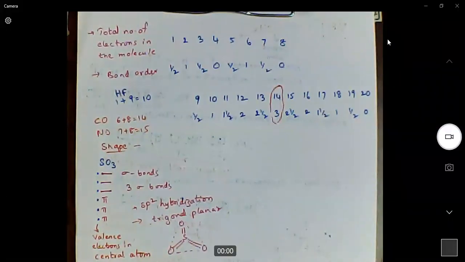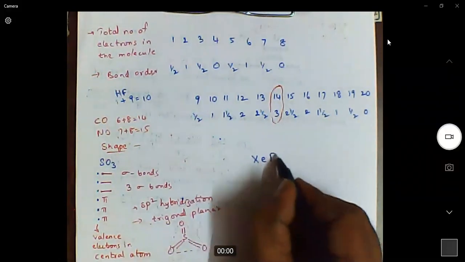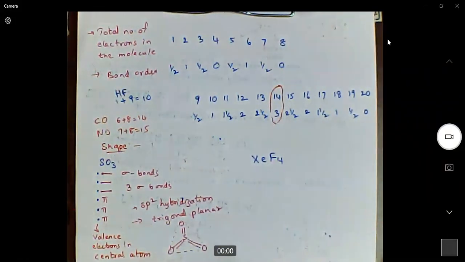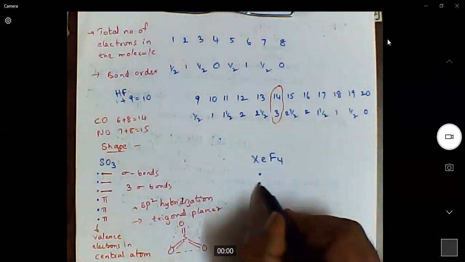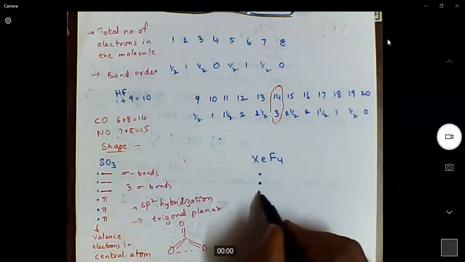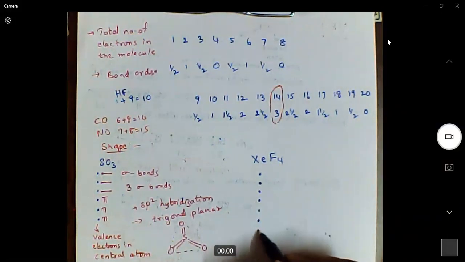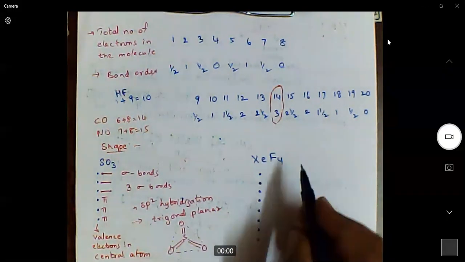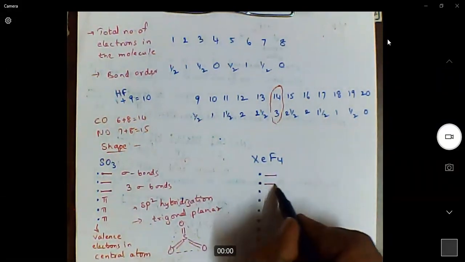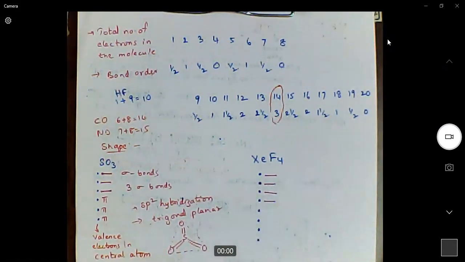Next we will discuss XeF4 molecule. Xenon valency electrons are 8. So we will go for 8 dots. Xenon is bonded to 4 fluorine atoms. So take 4 sigma bonds. Fluorine will give 1 electron, xenon will give 1 electron. So they will form 4 sigma bonds.